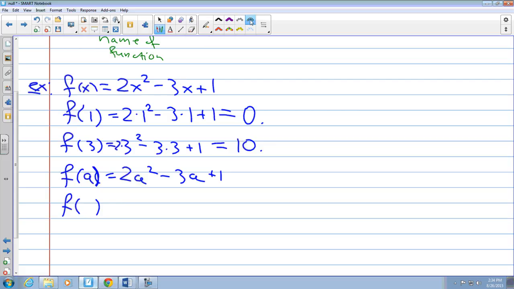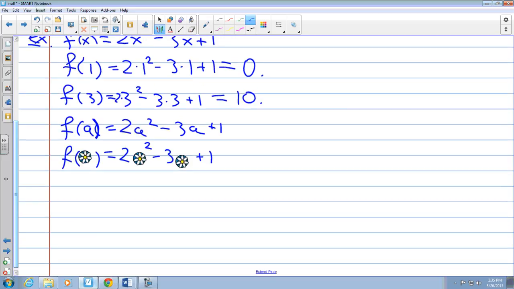What if I ask you f of, how about a daisy? Can we do that one? So I'm going to need 2 daisies over there, right? Because it's a lot of switching. So that will be 2 daisies squared minus 3 daisies plus 1, right? Whatever goes in a little parenthesis replaces your independent variable, right?